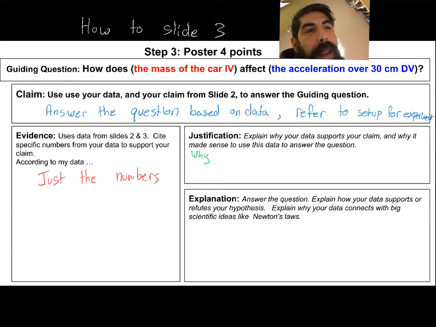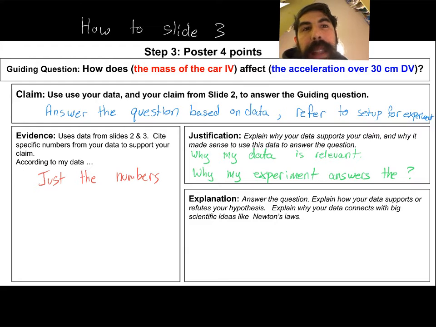Why my data is relevant, why my experiment answers the question. So again, this week, the question asks how the mass of the car affects acceleration.